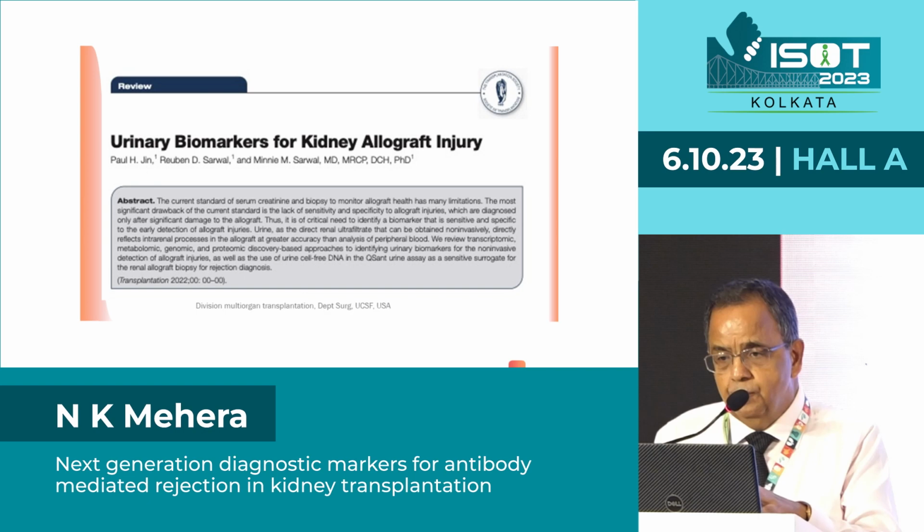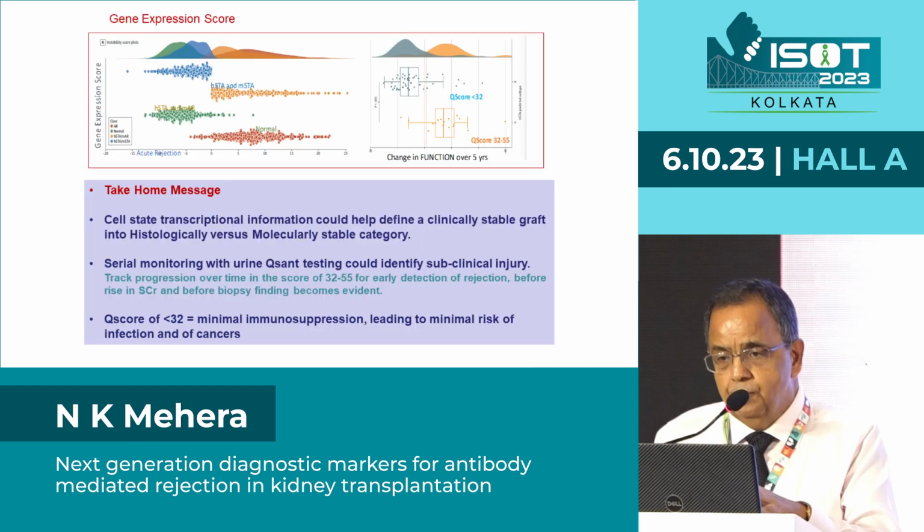She, rather than looking into a biomarker in the blood, is looking into urine, because it's so easy to get that. Urine, as the direct renal ultrafiltrate, can be obtained non-invasively and directly reflects intrarenal processes. Looking at the gene expression score, the take-home message from their study is that the cell state transcriptional information could help define a clinically stable graft into a histologically versus molecularly stable category.